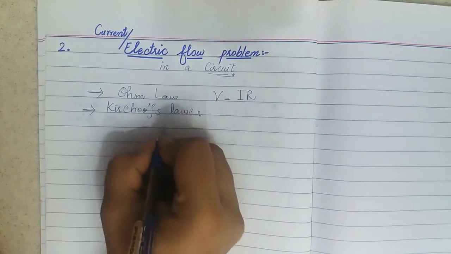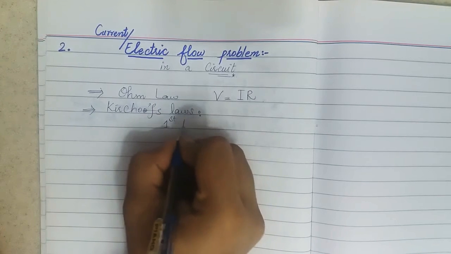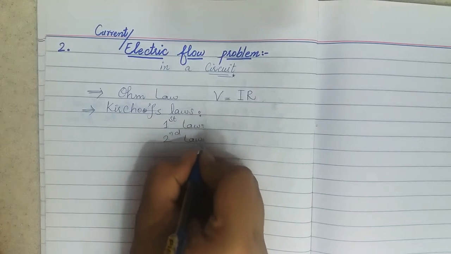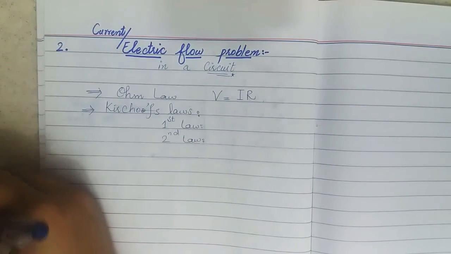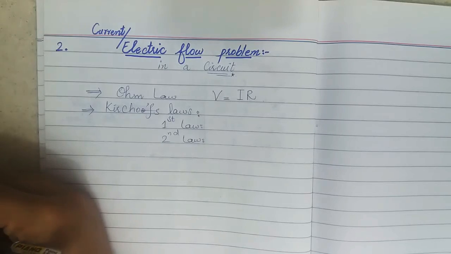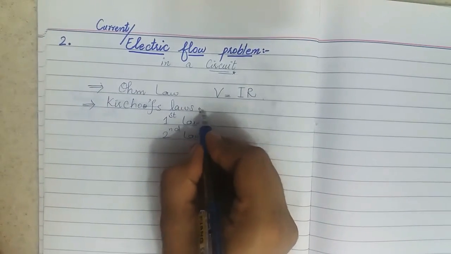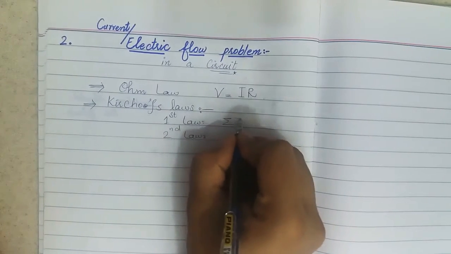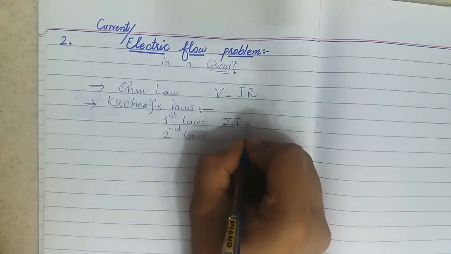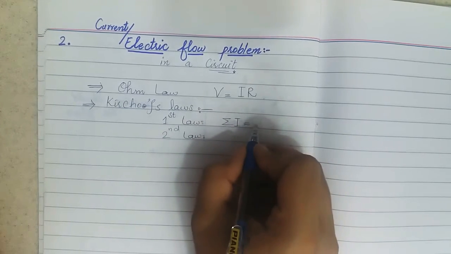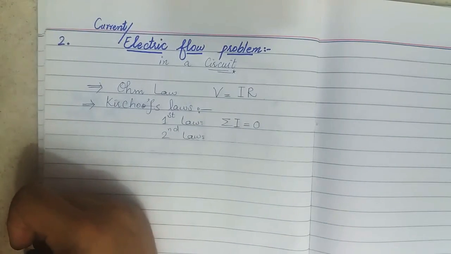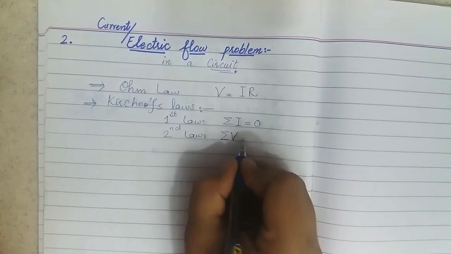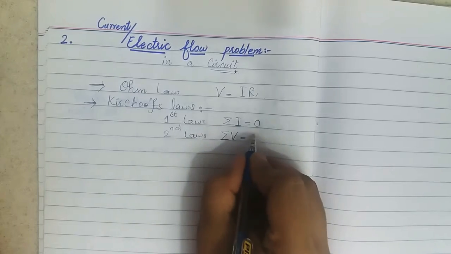Kirchhoff's laws consist of Kirchhoff's first law and second law. Kirchhoff's first law is the same as the fundamental theorem, or fundamental principle of flow, that the sum of the current entering or leaving a node point on a circuit is equal to 0. And the second law states that the sum of the voltage flowing through a loop is equal to 0.